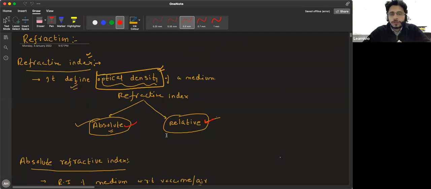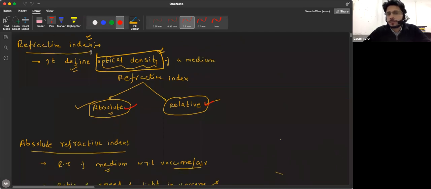Unlike mass density, which is mass divided by volume, here we are not talking about the mass density. We are talking about the optical density. The medium which has higher optical density will have lesser speed of light. So light travels faster in a rarer medium than in a denser medium. The optical density of a medium is defined by refractive index.